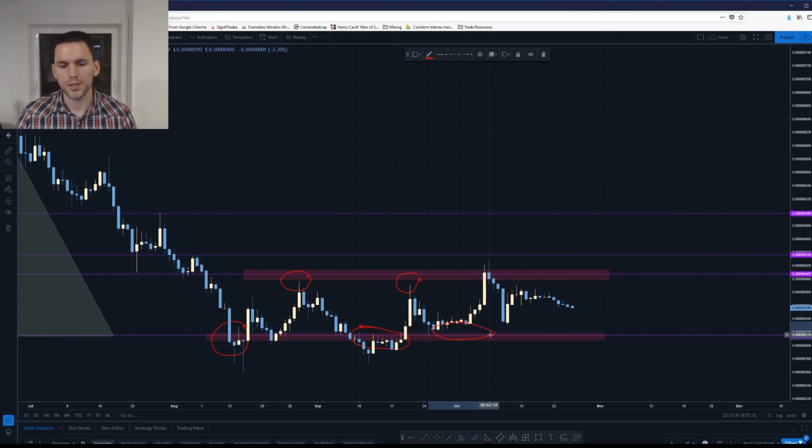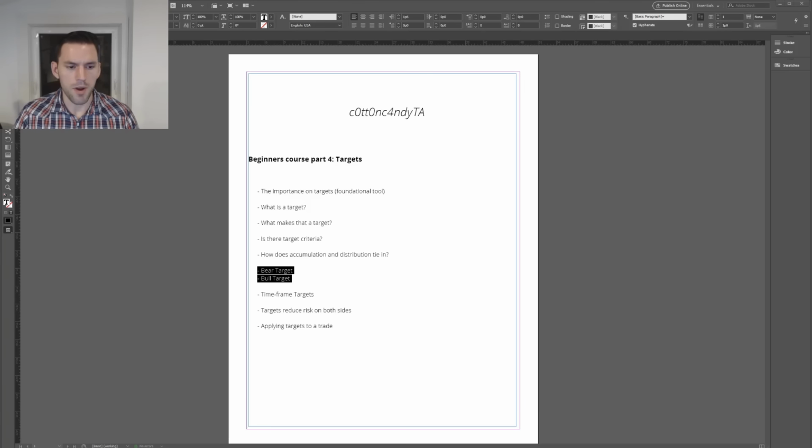You are constantly looking at targets and constantly looking to refine this skill of where am I going next and why, and using levels to help you identify targets and so forth. So the difference between bear and bull targets is just that.